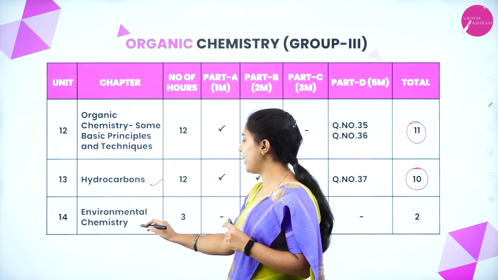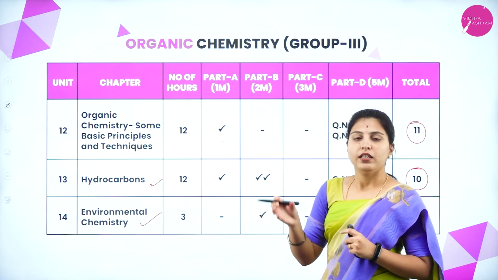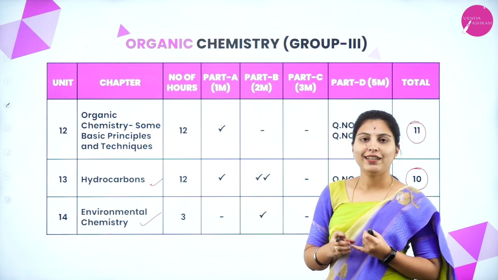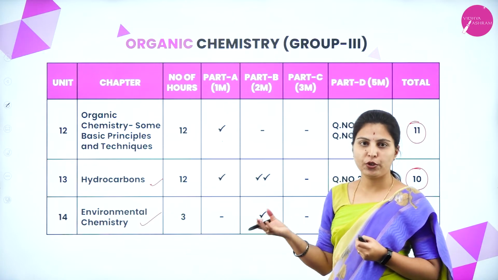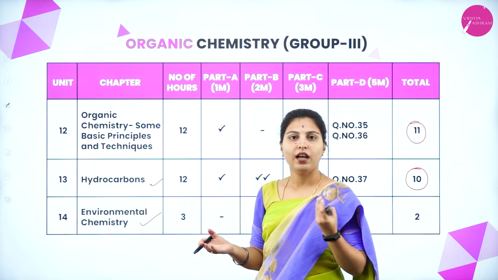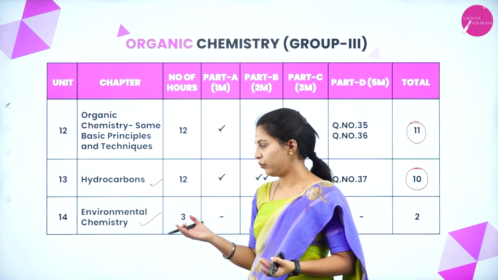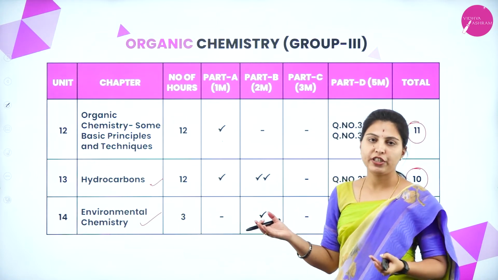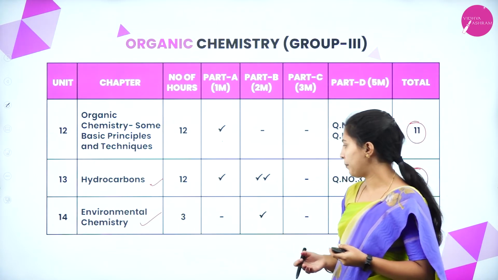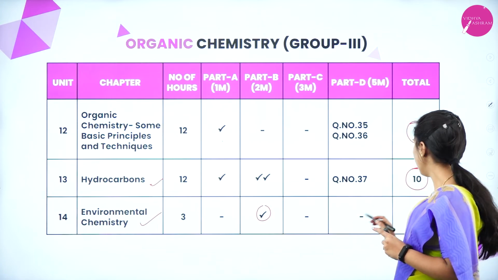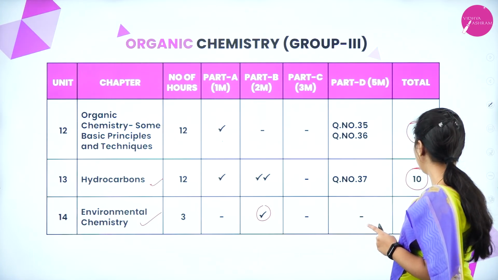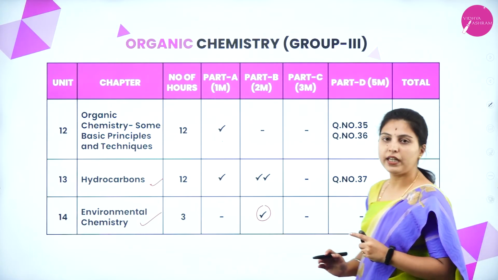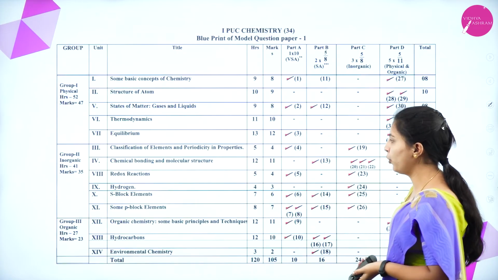Okay. Next, environmental chemistry. The chemistry regarding the environment like pollution, different kinds of pollution you will be seeing, causes and consequences, everything you will study, and what are the preventions also you will study in this chapter. Only 1 question for 2 marks, that is overall 2 marks weightage. And this is the blueprint.